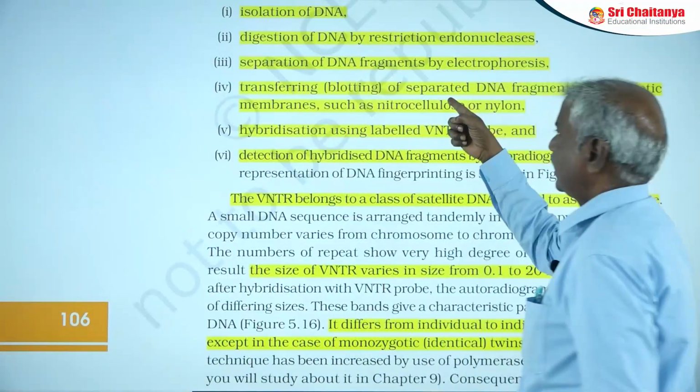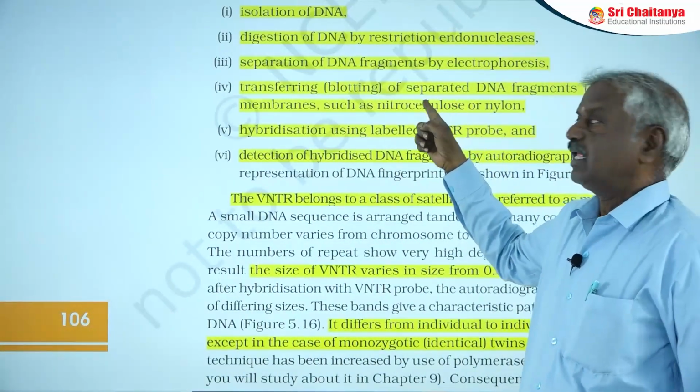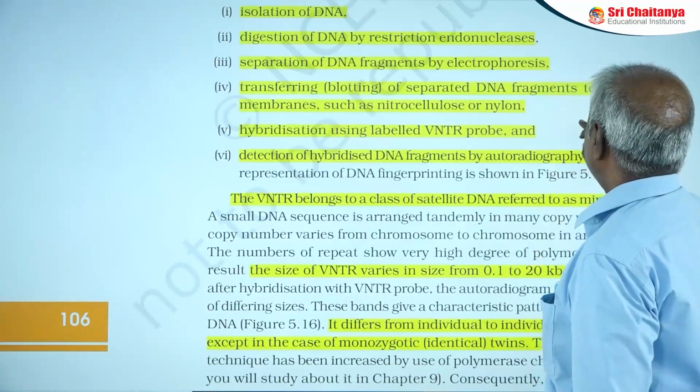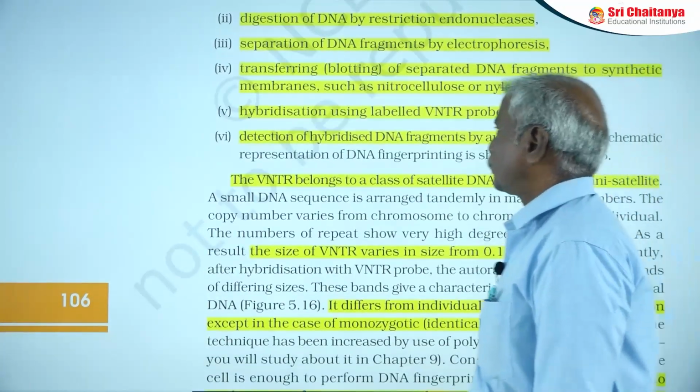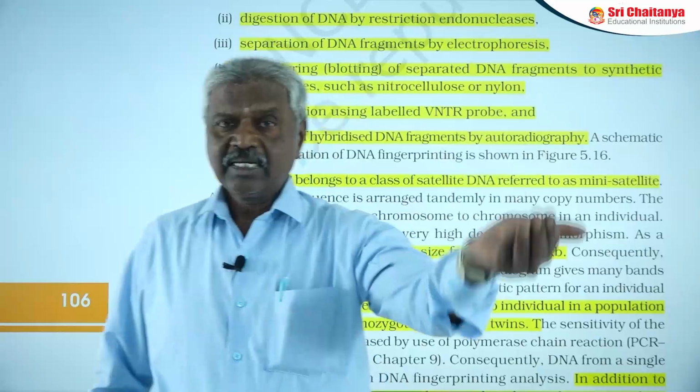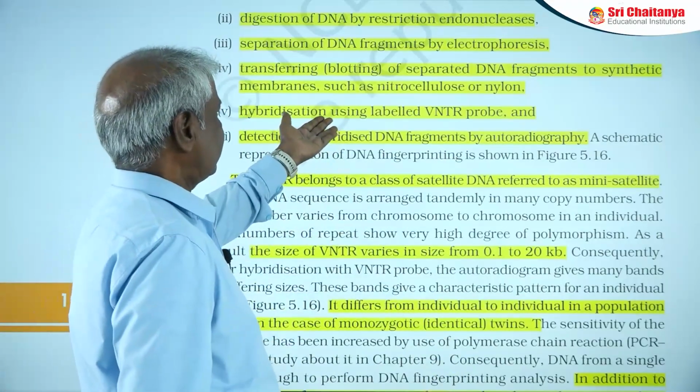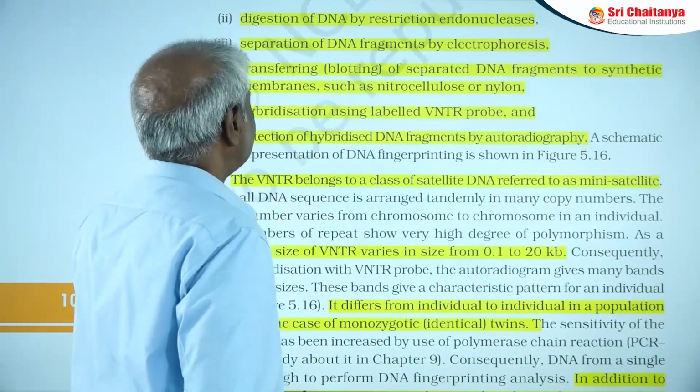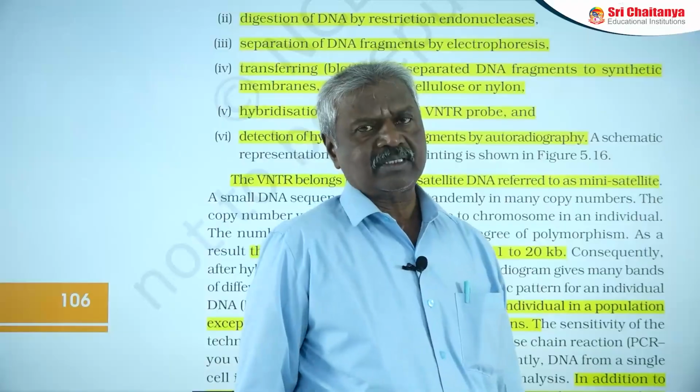That is the blotting method, the Southern blotting method developed by E.M. Southern. Then hybridization. Later, a radioactive probe is taken and added to bind with the VNTR. Then detection of the hybridized DNA fragments.